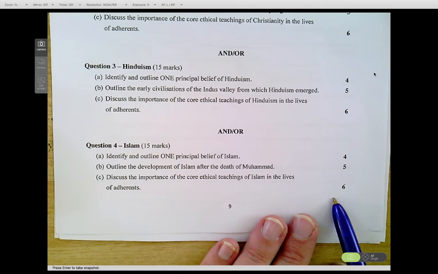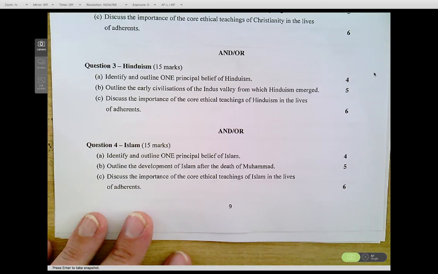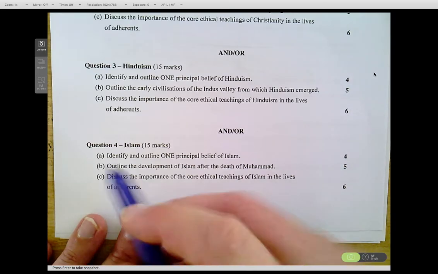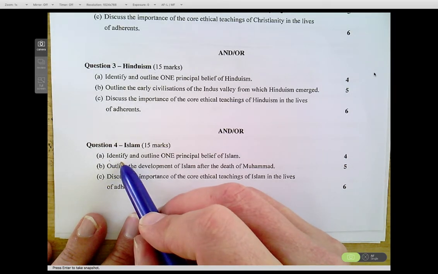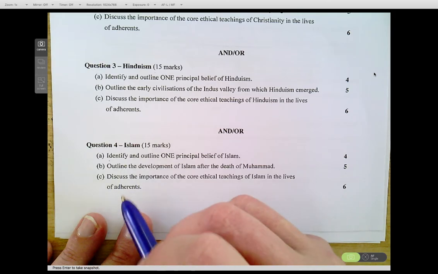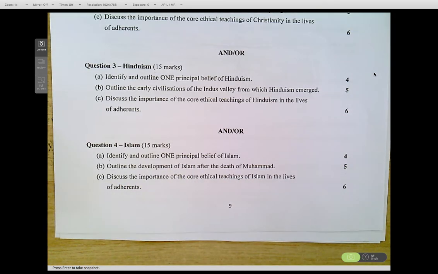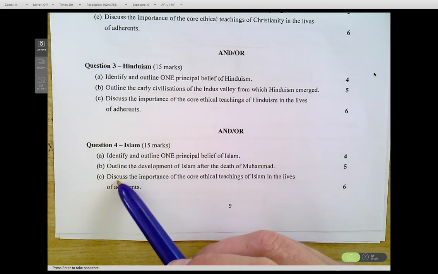Let's have a look if it was true to my hypothesis that they go the easier order key verbs first and the harder ones last. A, B and C. Identify. Man, that's not difficult at all. Outline. Modality is going up a little bit because we're sketching in general terms. Discuss. We need to have 2 sides of the argument. So, yep, my hypothesis worked on this one, and it's going in increasing difficulty.